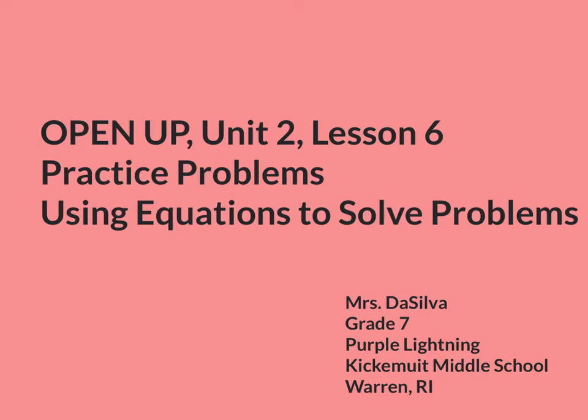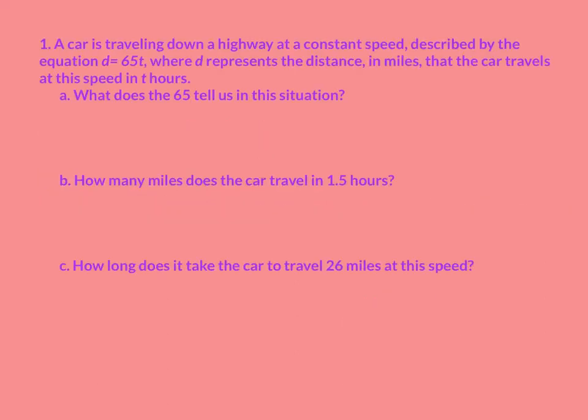So now we're going to be looking at Unit 2, Lesson 6, Practice Problems. So the first thing that we have is that a car is traveling at a constant speed, and the equation for that constant speed is d equals 65t. D represents the distance, and t is the time in hours. So they're asking, what does the 65 tell us in this situation?